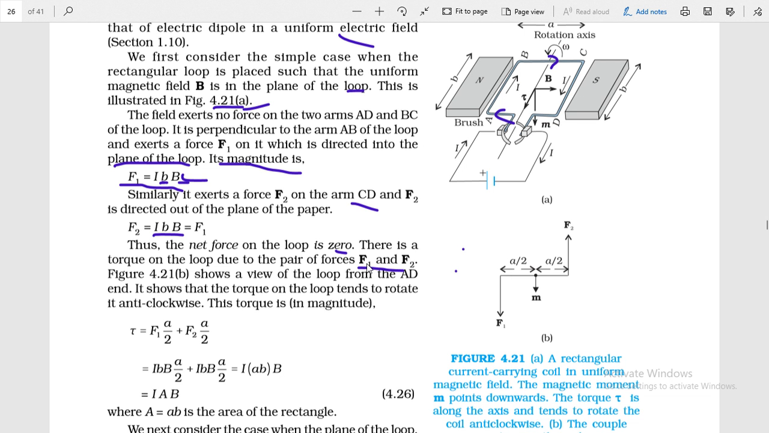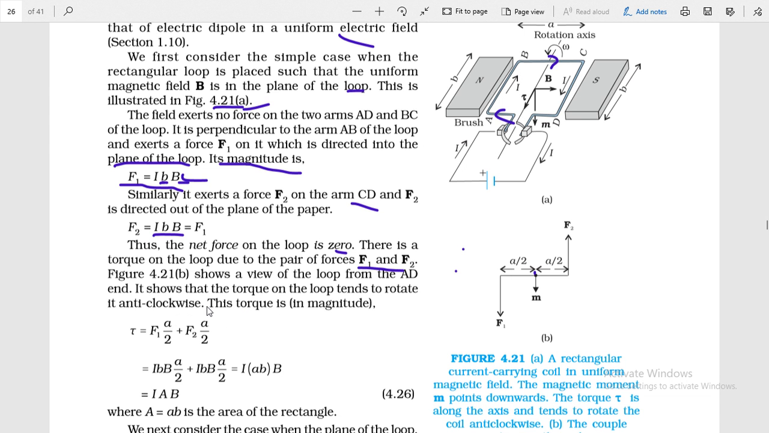So you can see these two forces F1 and F2 in figure 4.21b behave like this: one of them is in the upward direction and the second one is in the downward direction. This one is the center, you can imagine an axis passing through here. So these two forces you can see here. The view of the loop from the AD end shows that the torque on the loop tends to rotate it anti-clockwise. So this has a nature to rotate this coil in the anti-clockwise direction.